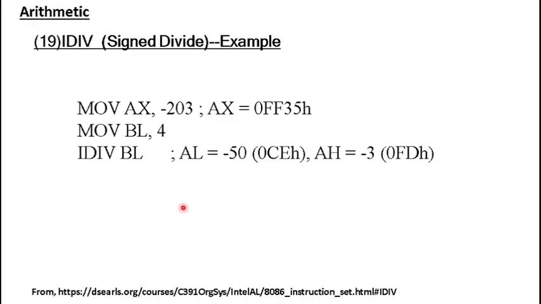Let's see an example. Suppose we have in AX -203, whose binary representation in 2's complement is FF35, and our divisor or source is 4. Then if we issue IDIV BL, the quotient you can find in AL and the remainder you can find in AH. Both are negative and they will be stored in their 2's complement representation.